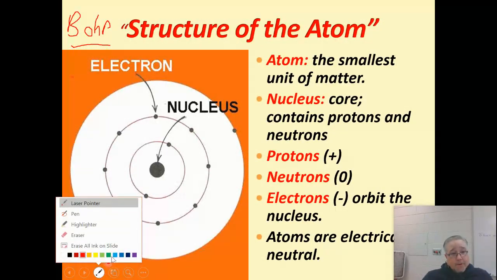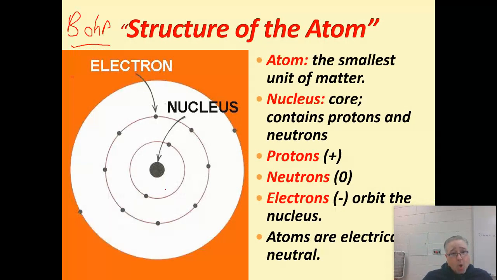The first orbital can hold a maximum of 2 electrons. That's the most that it can hold. The second one can hold a maximum of 8. And the third one can also hold a maximum of 8. So if you just remember that, it'll come in handy for some of the things that we talk about a little bit later on. So just remember that.